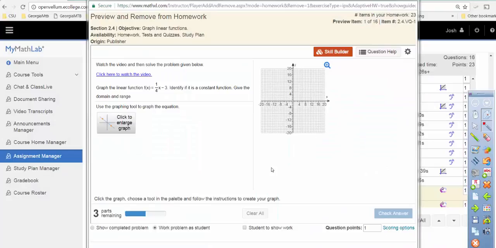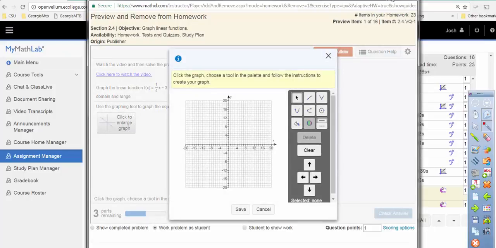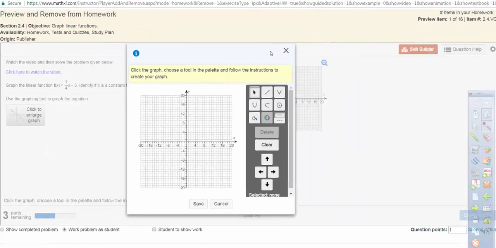Alright, last thing on this video, I just want to throw in how we would graph inside of my math lab. You can see we click on the tool to make it larger. We choose the kind of graph we have, so obviously this is linear. So we click on linear, and then we just plot 2 points. It doesn't matter which 2 points you use. Based upon what I told you, in this case my y-intercept is negative 3. So I would go down to negative 3, draw a dot.